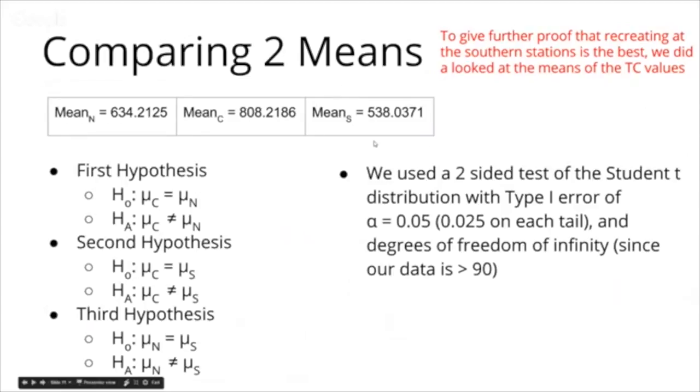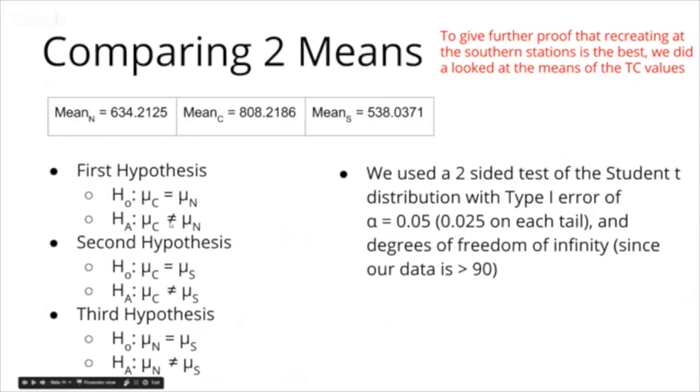But just having a mean does not prove our point. We have to compare these means to make sure that they are from the same population. What we did is, our first hypothesis is to compare the mean of the center station with the north station. Our null hypothesis was that they're equal, while our alternative hypothesis was that they're not equal. We did the same thing between center and south and north and south.